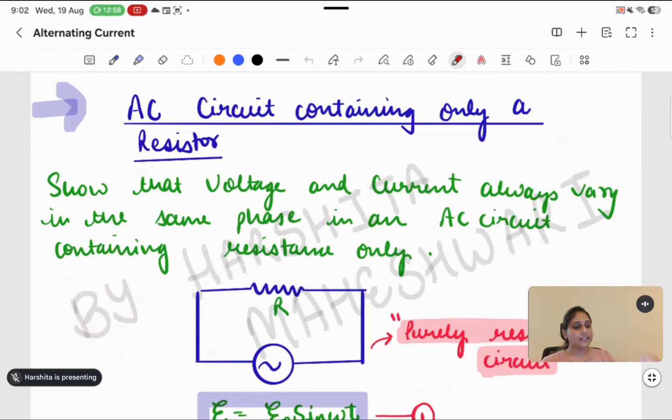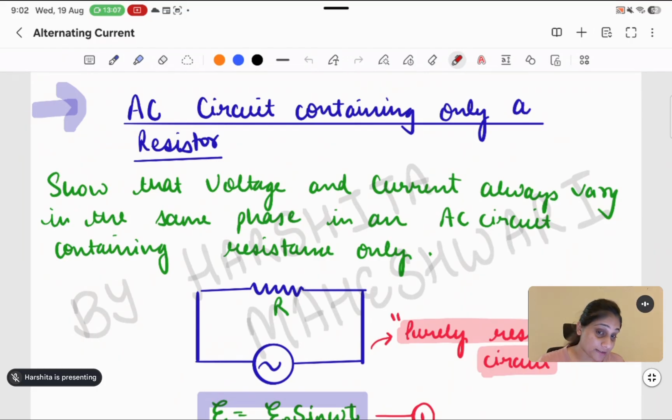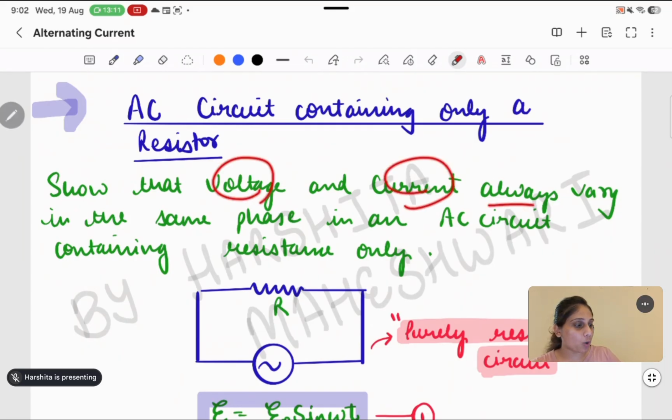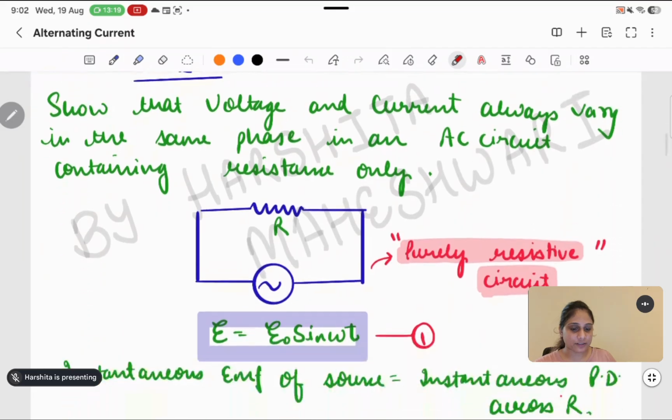First thing we are starting with is an AC circuit containing only and only a resistor. So the question, or the heading that you have to put down, is: you have to show that the voltage and the current always vary in the same phase in the alternating circuit which is containing resistance only, right? So let's start with the circuit diagram.